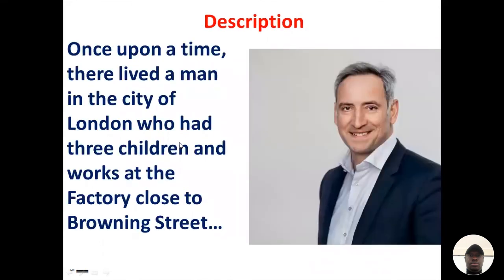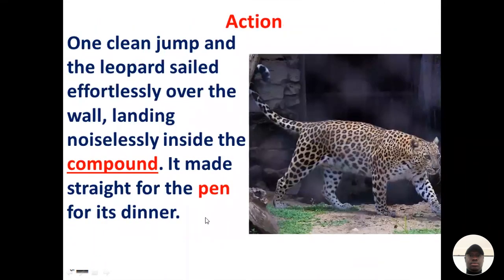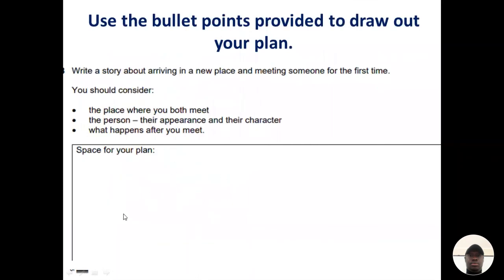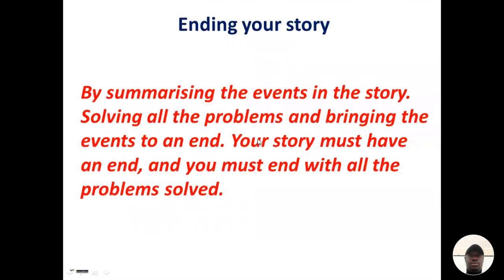Description, we talked about this, describe the main characters or the family or the story, the title. You can begin with a dialogue, you can also begin with an action to create suspense, okay? Now, like I said before, work on your plan based on the bullet points. Then in your write-up, use figures of speech to create imagery. At the ending, just bring your story to an end happily after.